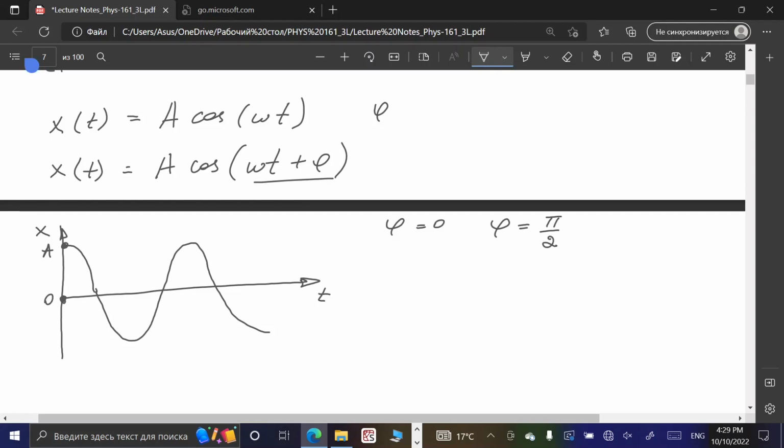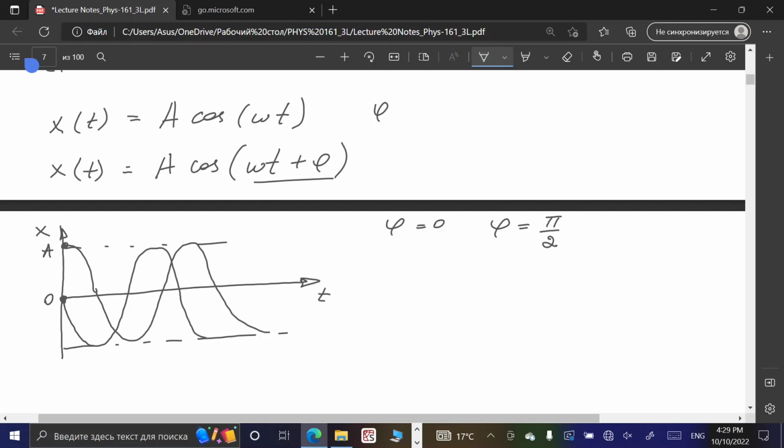So then it will look like following. It will just go down to the same amplitude, and it will go with the same frequency, but shifted by the phase of pi over 2. So amplitude is the same as you see here, but initial condition will be different. So it starts not from x equal to plus A, but x equal to 0.